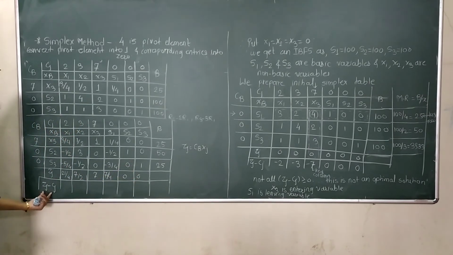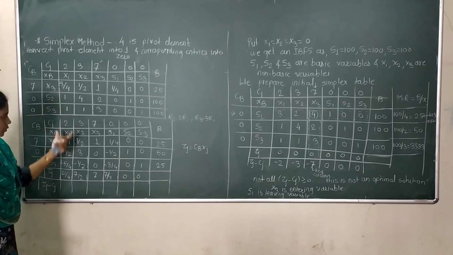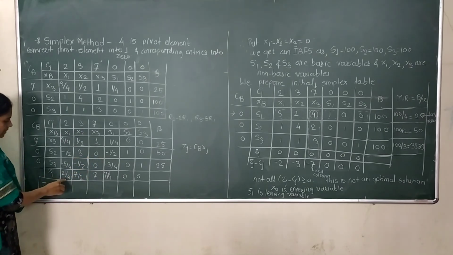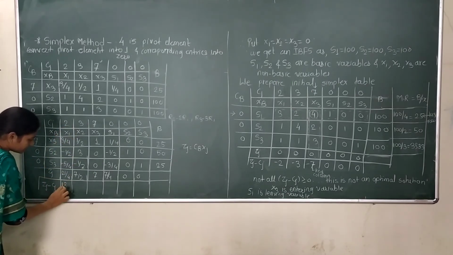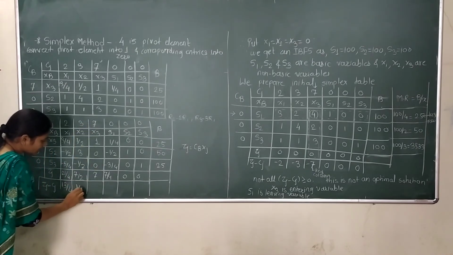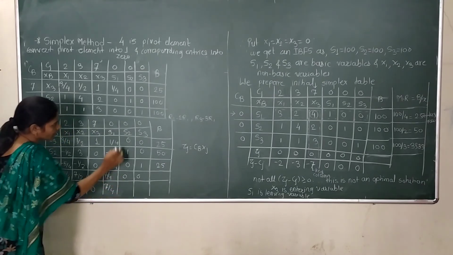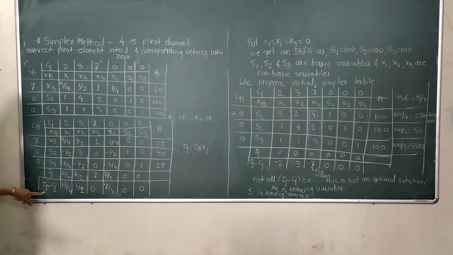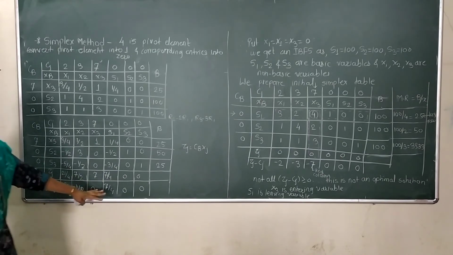Now we have to find Zj minus Cj to check whether the given solution is optimal or not. So Zj minus Cj: 21 by 4 minus 2, that means it is 13 by 4. 7 by 2 minus 3, that means it is 1 by 2. It is 0. Here it is 7 by 4. Here it is 0. Here 0 minus 0, it is 0. Now see here, all the entries in Zj minus Cj are greater than or equal to 0, and therefore this is an optimal solution.